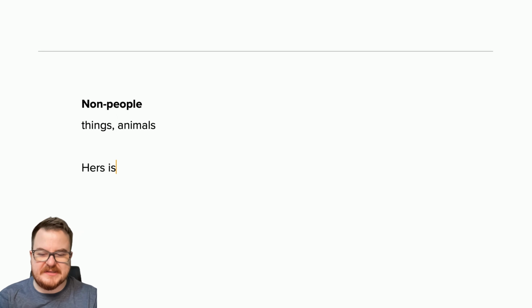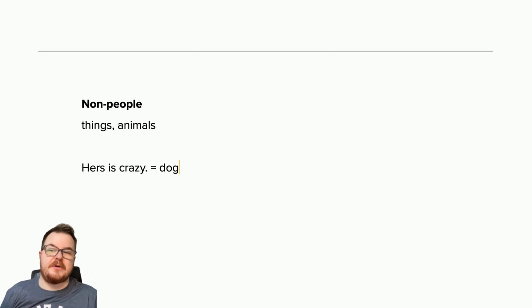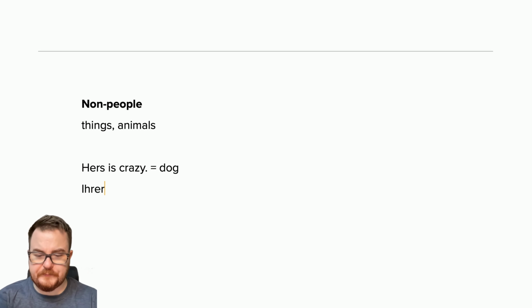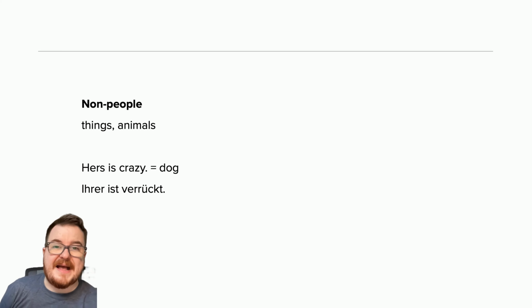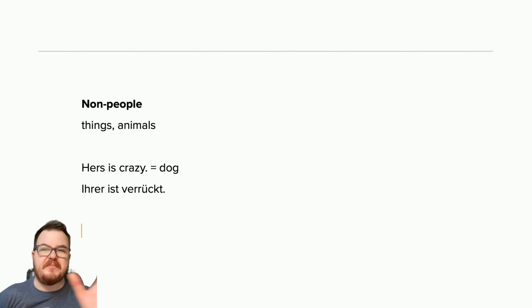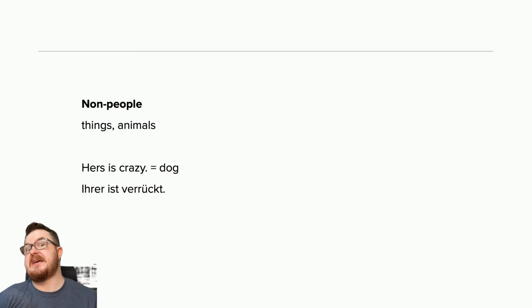Just like we had in our example sentence, hers, what was it? Hers is crazy, right? We were using that word to replace the word dog in English. So her dog, hers is crazy, and we can do this for other things. So let's also type that in German while we're here. Ihre ist verrückt. So a dog is a non-person. Animals, concrete things, abstract things, all can be replaced by possessive pronouns.